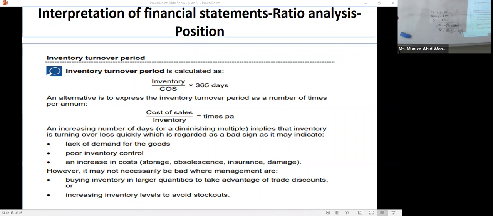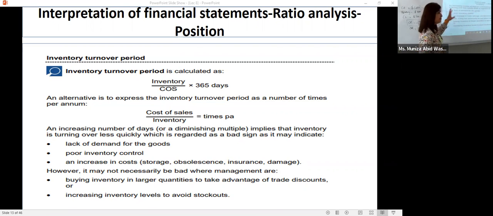They say an increasing number of days or a diminishing multiple implies that the inventory is turning over less quickly, which is regarded as a bad sign, as it may include lack of demand for the goods, poor inventory control, an increase in the cost, storage, obsolescence, insurance, damage. If the organization is having a higher inventory turnover period, it means that the organization is not having the capacity to convert its inventory to the sales. The reason behind it may be a lack of demand of the goods, the company's goods are no more demanded, that is why they are still in inventory. It can be due to poor inventory control as well. Your organization's management is not efficient to convert the inventory to the sales.